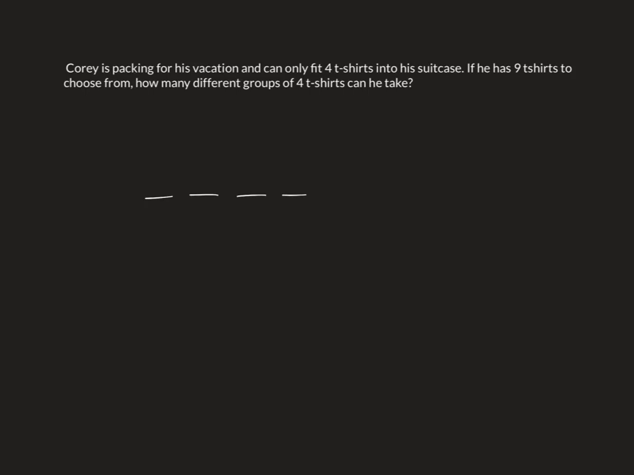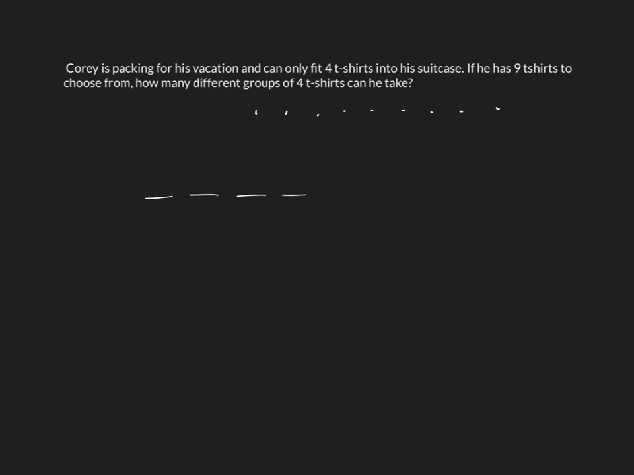So he's got a bunch of t-shirts. 3, 4, 5, 6, 7, 8, 9. 9 of them. And we're putting these 9 t-shirts into a group of 4. So how many different groups can he take? And we have to sort of determine, is this a combination situation or is this a permutation situation? So think about, does order matter?